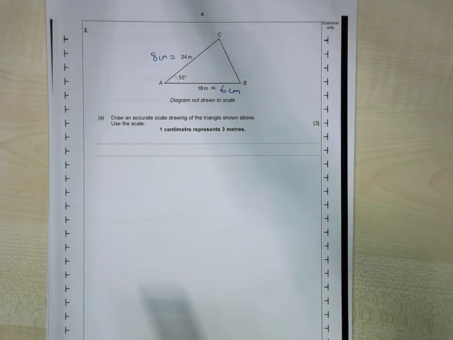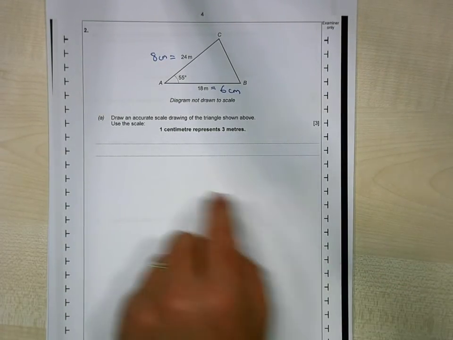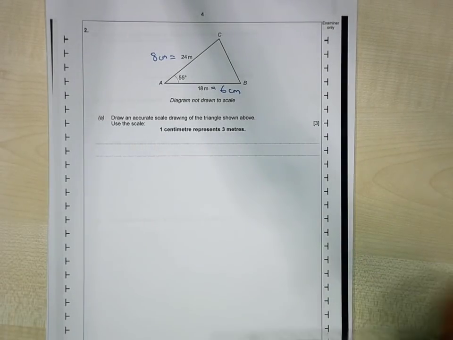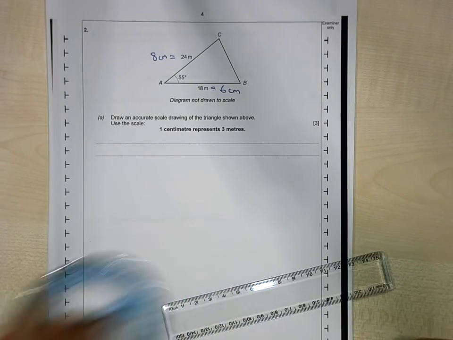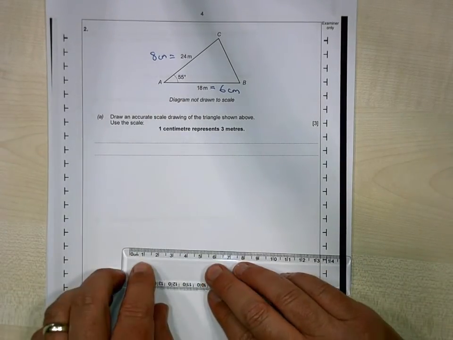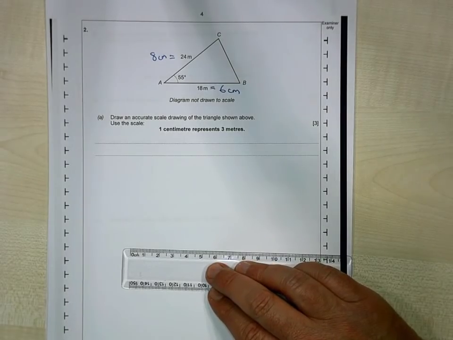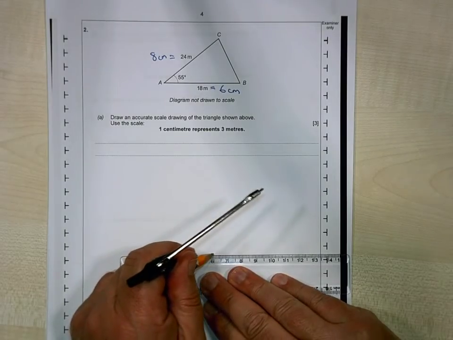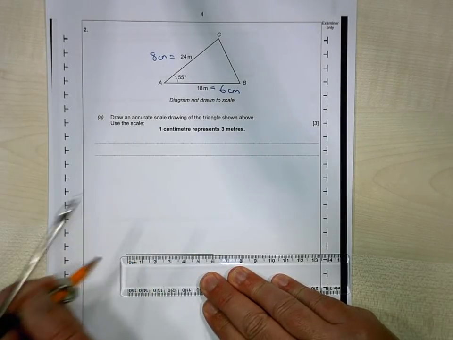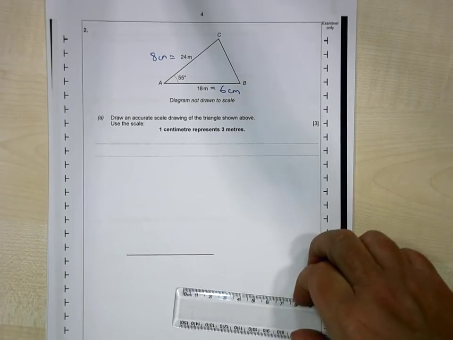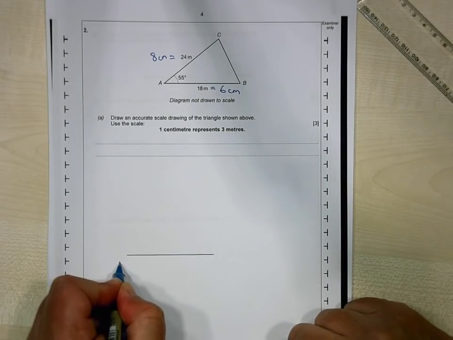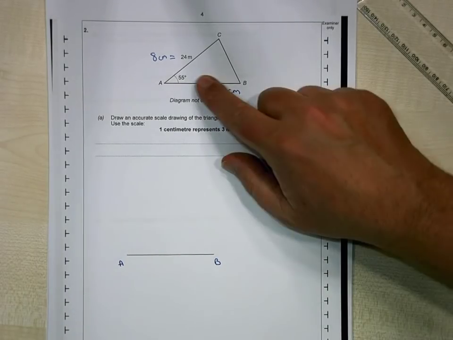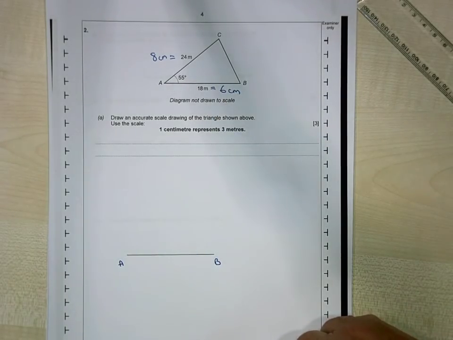Now 55 degrees isn't something you can construct. They're not asking you to construct, they're asking you to draw. So that means you can use these things. So if we start off with AB and measure AB as 6 centimetres, we then need to measure a 55-degree angle from A.